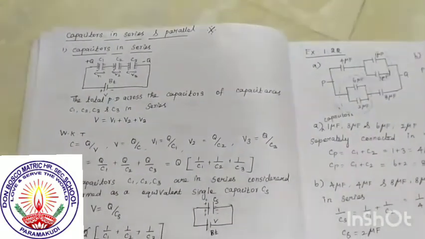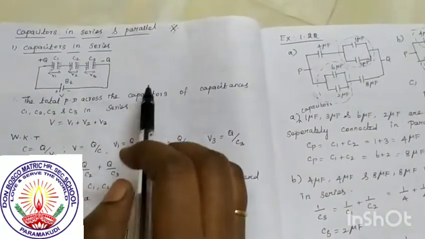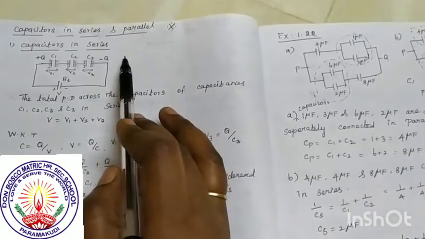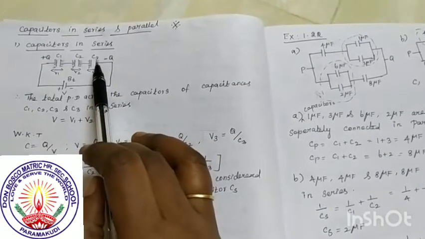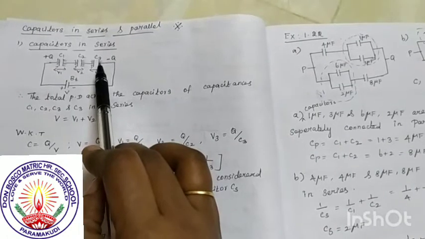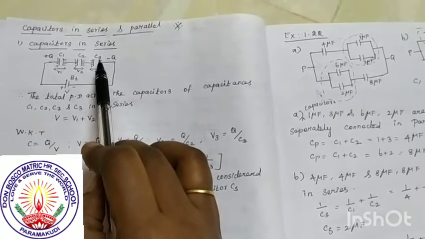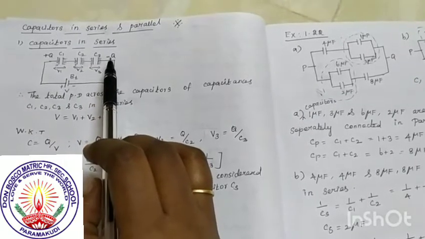This is the negative charge and this is the positive charge. The negative charge is transferred from the negative terminal to the right plate of C3, and electrons of the same amount will be transferred to the other plate.